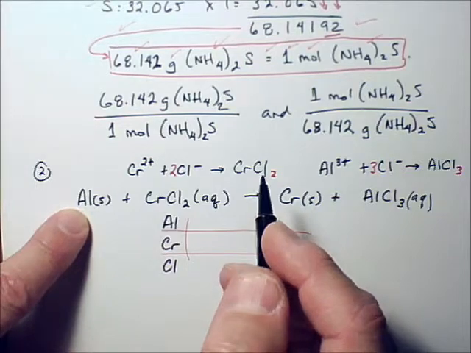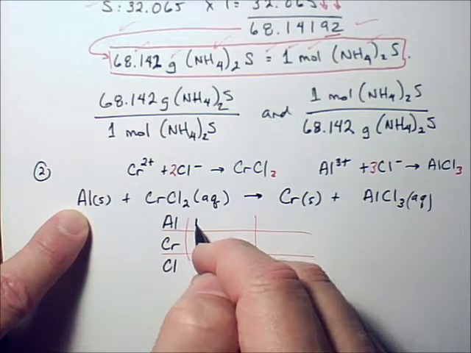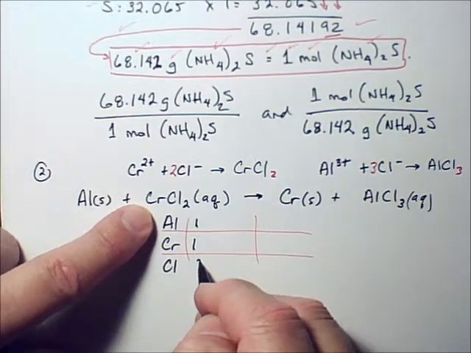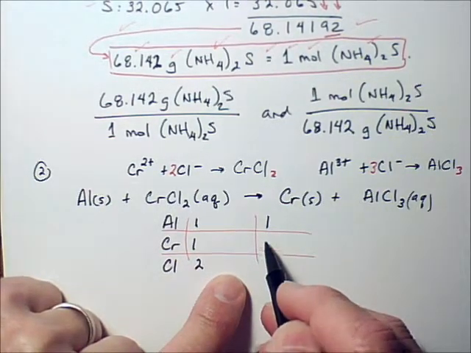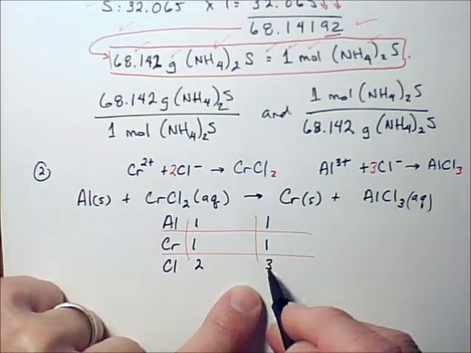Count all the elements on the left, or the atoms on the left. You got 1 aluminum, 1 chromium, and 2 chlorines. And on the right, we have 1 aluminum, 1 chromium, and 3 chlorines.